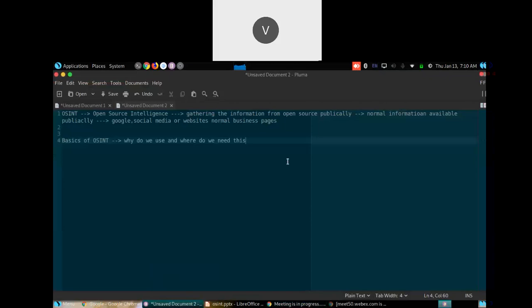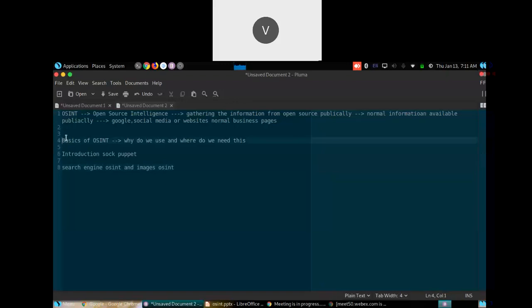So why do we use it and where do we need this? Then we are going to look at the introduction of sock puppets. What is a sock puppet? Then we are going to deep dive into search engine OSINT and image OSINT. These are the things which we will try to cover today.